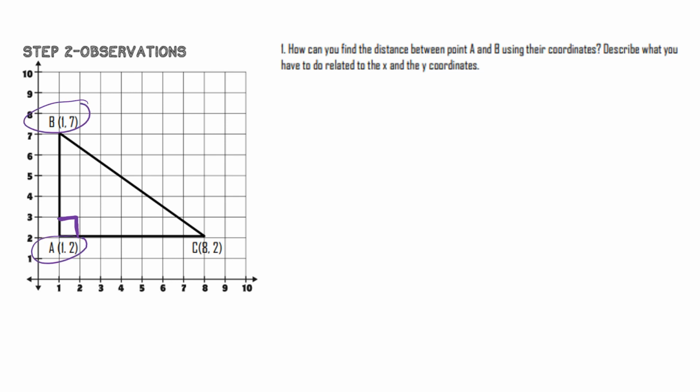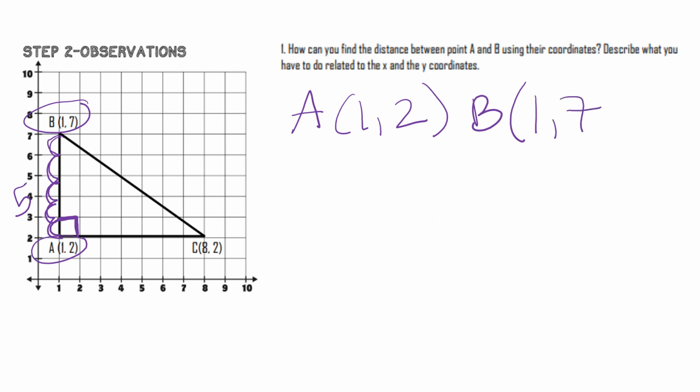So here's A, here's B. Now remember, for Pythagorean, we need the length of the leg. Because it's on the coordinate plane, it's easy to just count how long the leg is. So 1, 2, 3, 4, and 5. So I know that's 5. However, what if we weren't given the image? What if we were just given that the coordinates of A are 1, 2, and the coordinates of B are 1, 7? How would you be able to find the distance between point A and point B?